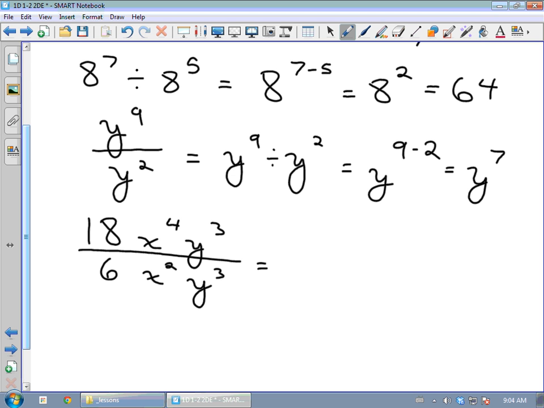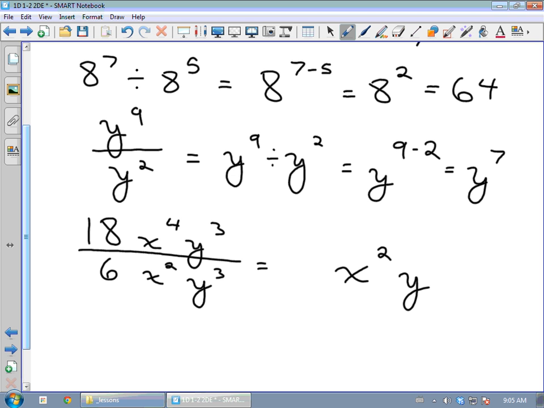So let's start with these terms that have base x. If we divide x to the power of 4 by x to the power of 2, what are we going to get? Well, same base, so we're going to keep that base. What are we going to have as our exponent? 2. What about our y here? We've got y to the power of 3 divided by y to the power of 3. I'm going to keep that base y. When I apply the rule here, what do I get for my exponent?